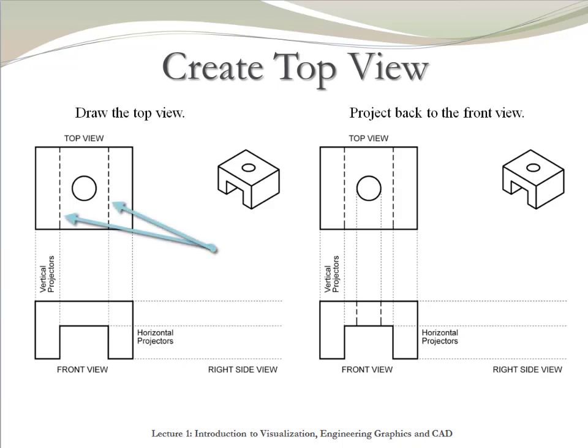Notice that in this case, there are 2 projection lines that are not visible in the top view. Therefore, you need to use hidden lines to represent these features. Once you are done with the top view, create projection lines of the features that were present in the top view and not on the front view. Then add hidden lines into the front view.